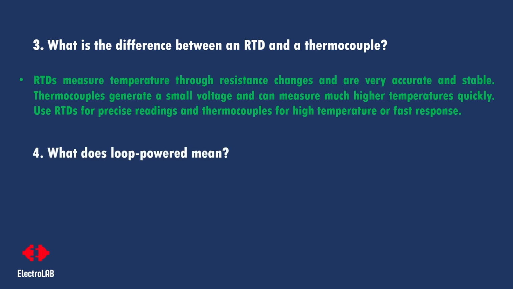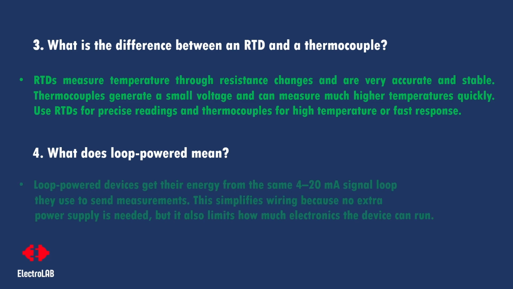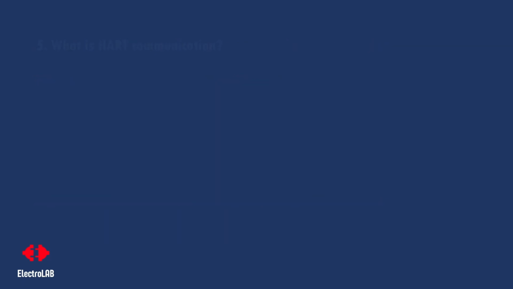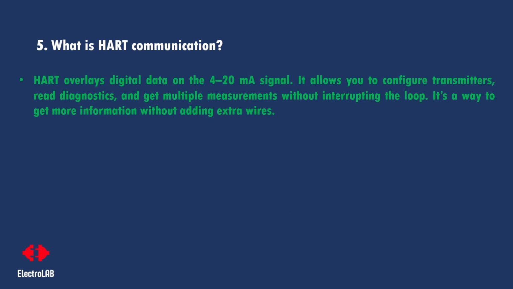What does loop-powered mean? Loop-powered devices get their energy from the same 4 to 20 milliampere signal loop they use to send measurements. This simplifies wiring because no extra power supply is needed, but it also limits how much electronics the device can run. What is HART communication? HART overlays digital data on the 4 to 20 milliamp signal. It allows you to configure transmitters, read diagnostics, and get multiple measurements without interrupting the loop. It's a way to get more information without adding extra wires.